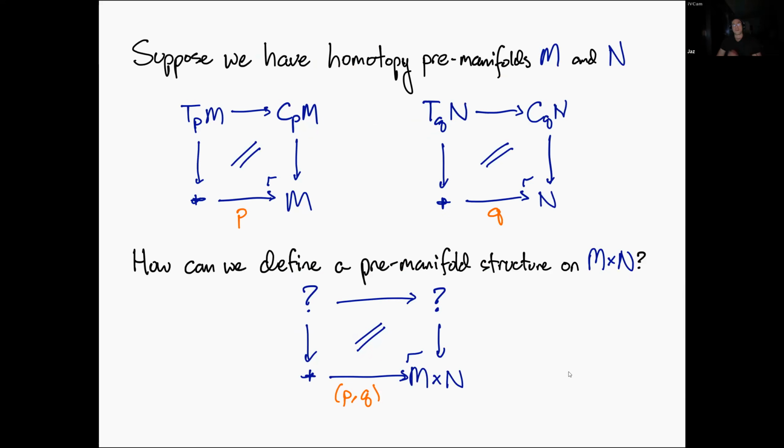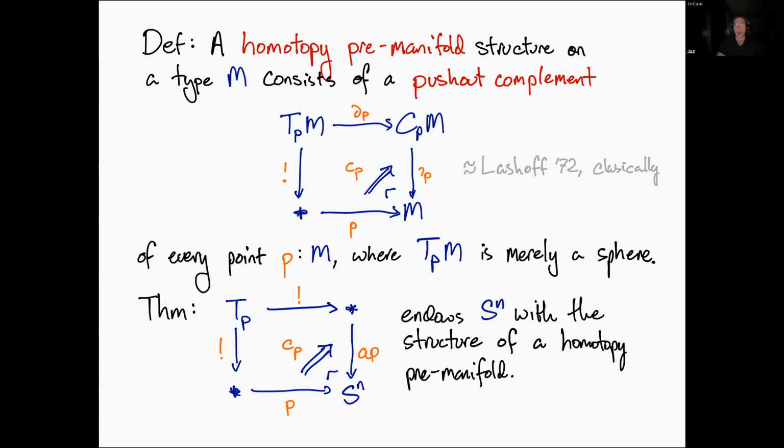All right, so suppose we have these homotopy... Oh, wait, I'll say a little bit about why this is a pre-manifold, not a manifold. One thing you'll note is that we could always put a homotopy pre-manifold structure on any type in a dumb way by taking TPM to be the constant bundle at the n-sphere, and taking CPM to be the wedge of the point of that sphere onto M at that point. Then the pushout would just sort of be contracting that sphere back down again.